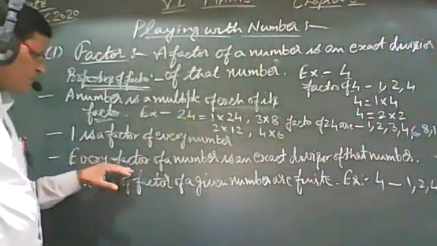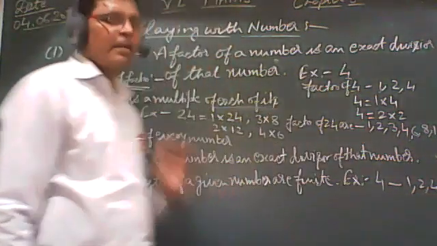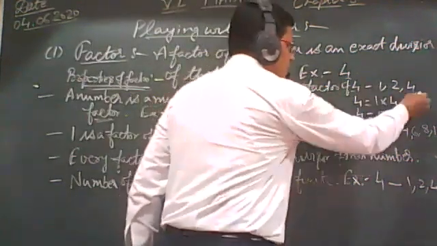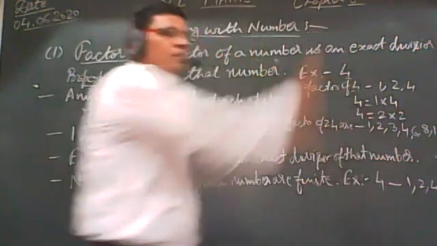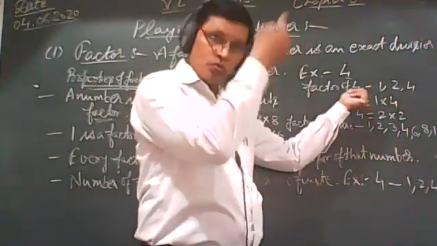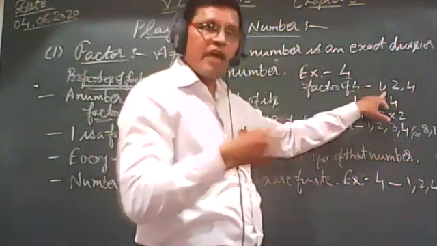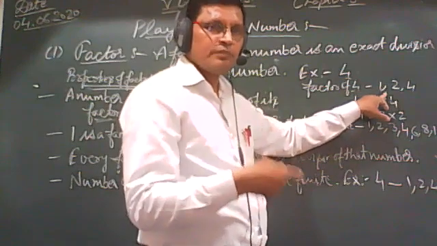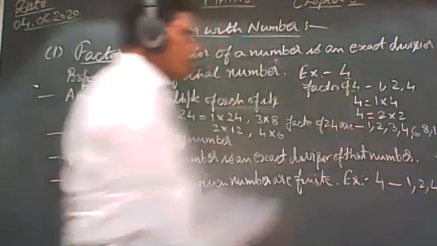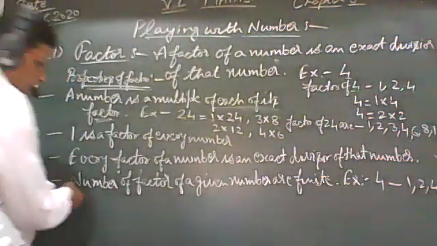Next, every factor of a number is an exact divisor of that number. That means the factor of the number exactly divides the given number. Okay, a factor is an exact divisor of that given number.